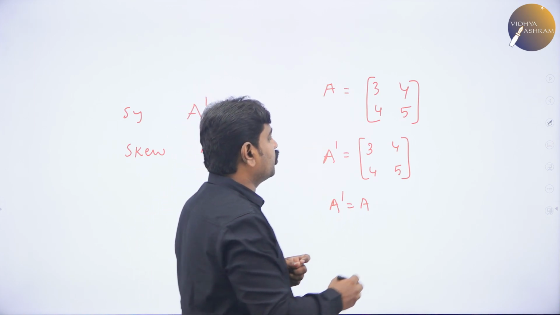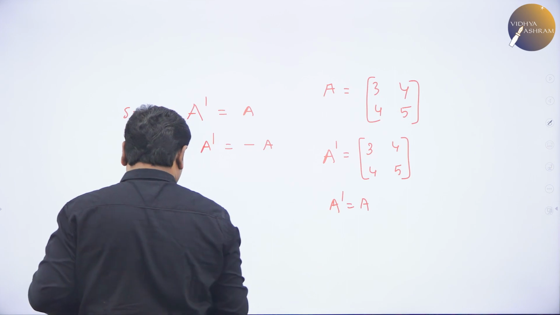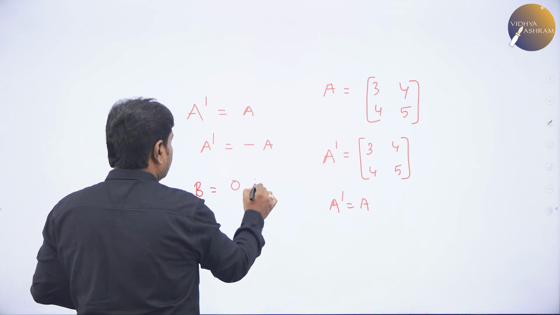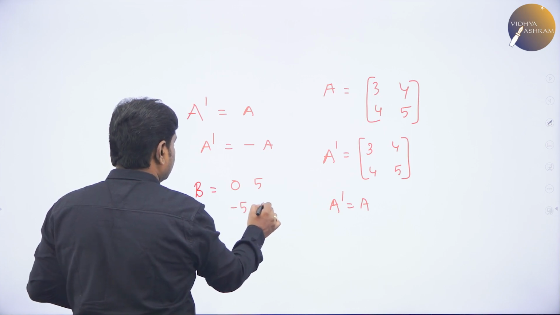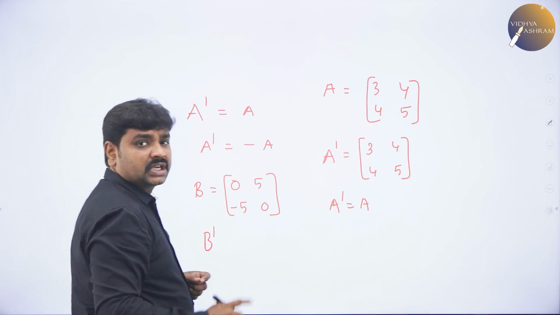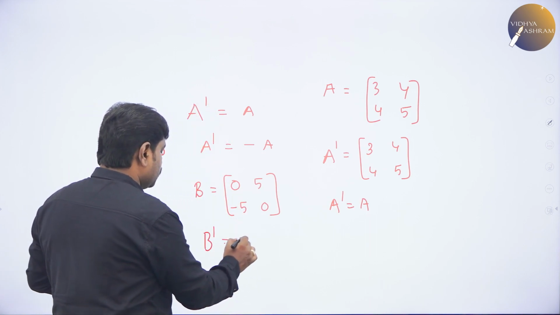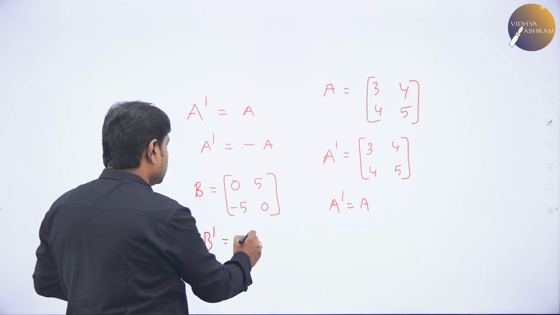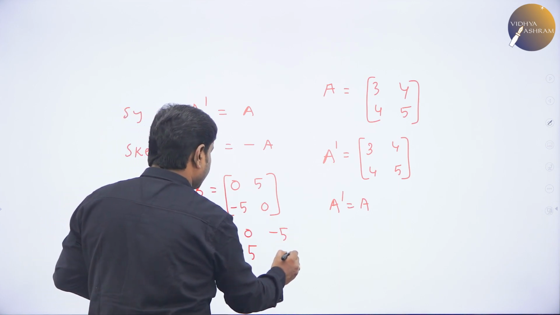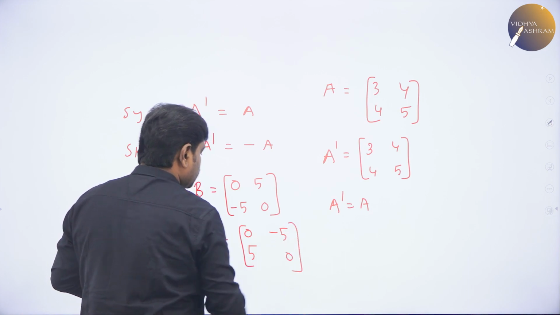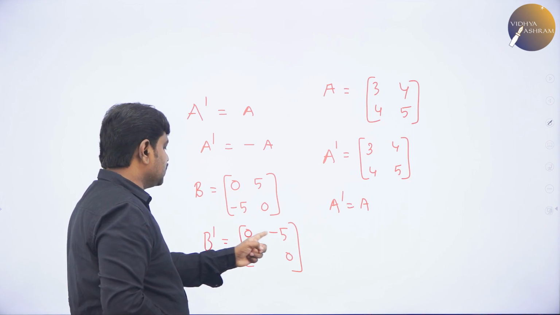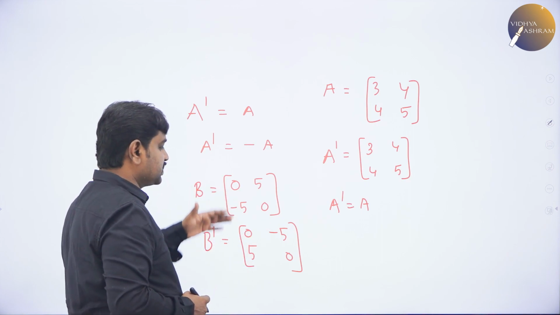Similarly, if I take one more matrix, say I'll take B. B is equal to 0 5 minus 5 0. If you do B dash means what? Transpose. If you do transpose, first row becomes first column 0 5, second row becomes second column minus 5 0. Observe, B and B dash are not same. Here 0 5 is there, here 0 minus 5 is there. So these two are not same.